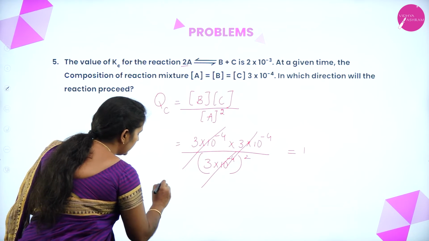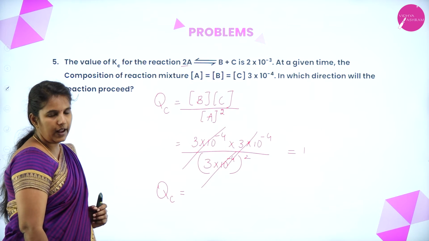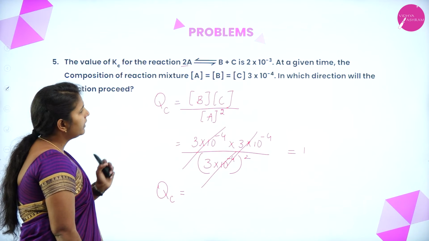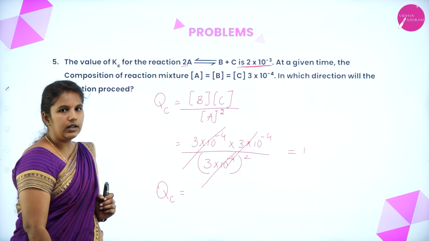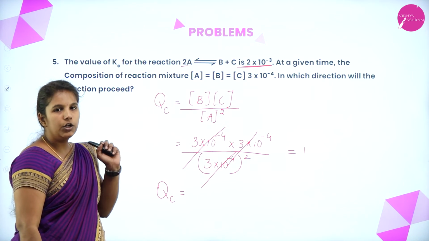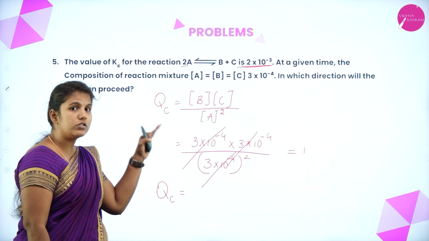So by looking at the Qc value, it is understood that Qc is equal to 1, and you can see that it is greater than the Kc value. What is the Kc value they have given? That is 2 into 10 to the power of minus 3. It is nothing but 0.002.